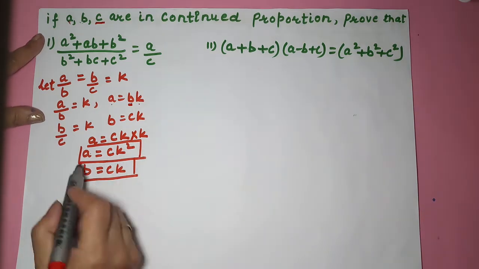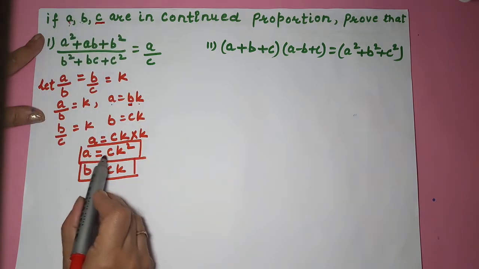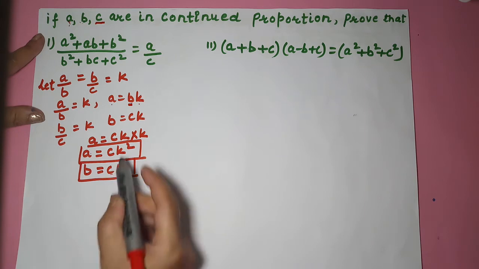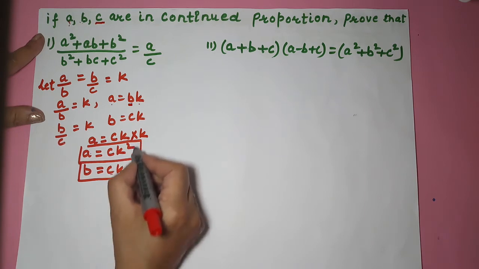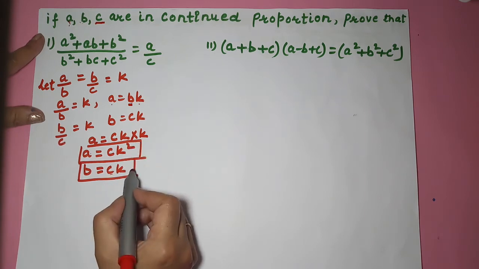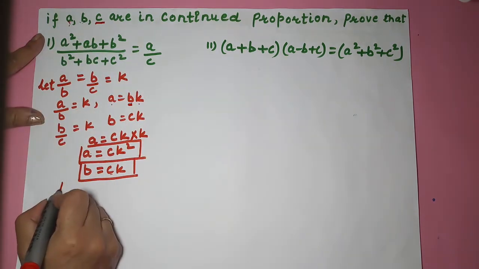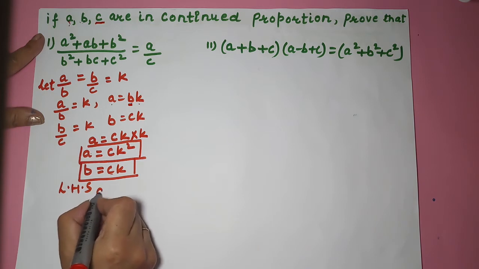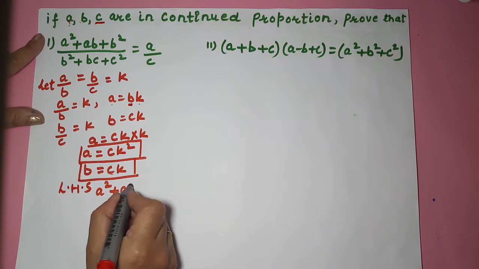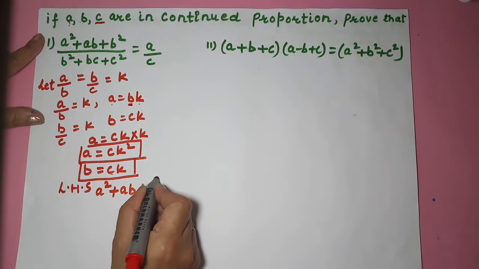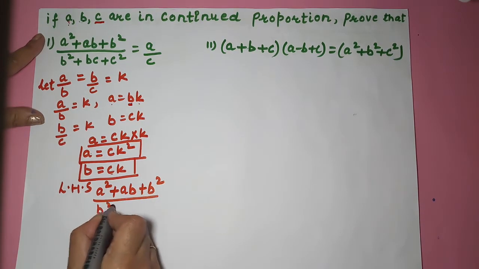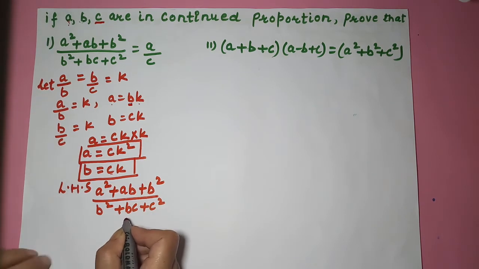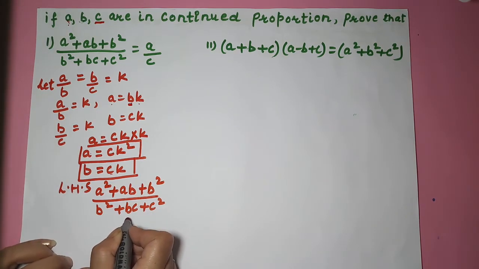So what I have done now, I have got A in terms of C, that is A is equal to CK square. I have got B in terms of C, which is CK. Now I will replace only these two. I will not touch any other term. Let me take the left hand side now. What is my left hand side? My left hand side is (A square plus AB plus B square) upon (B square plus BC plus C square). So I have to replace only A and B, nothing else, right?